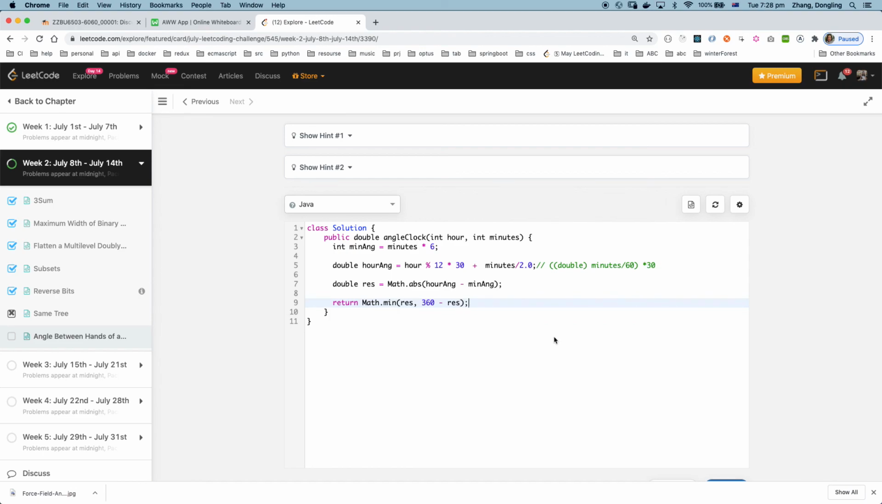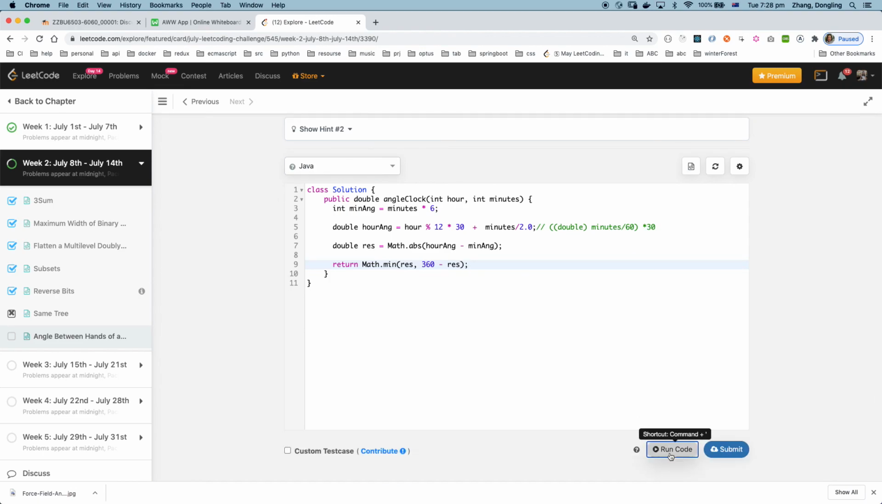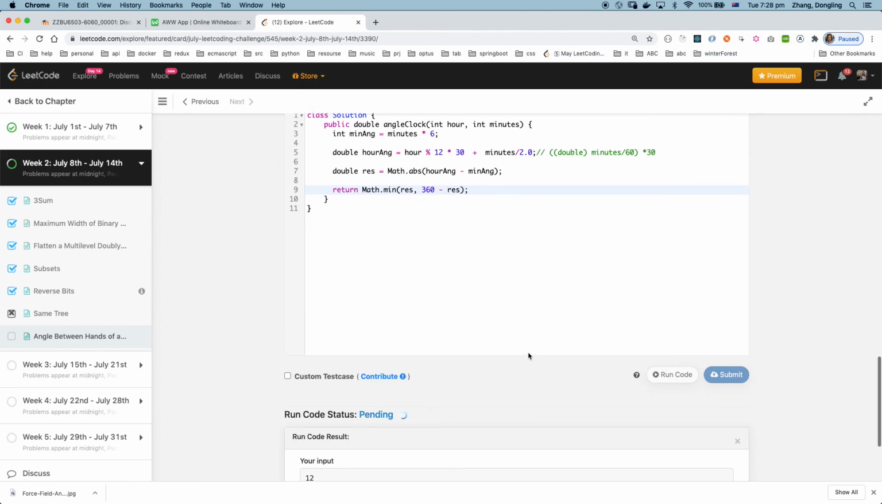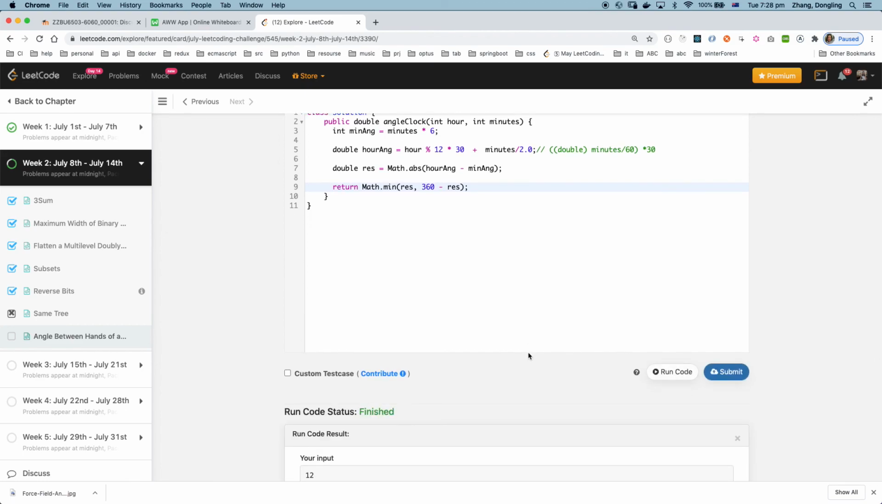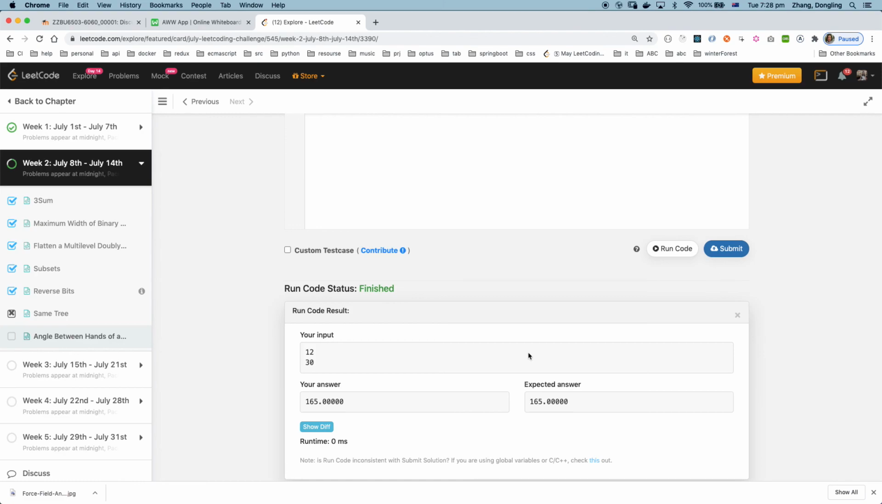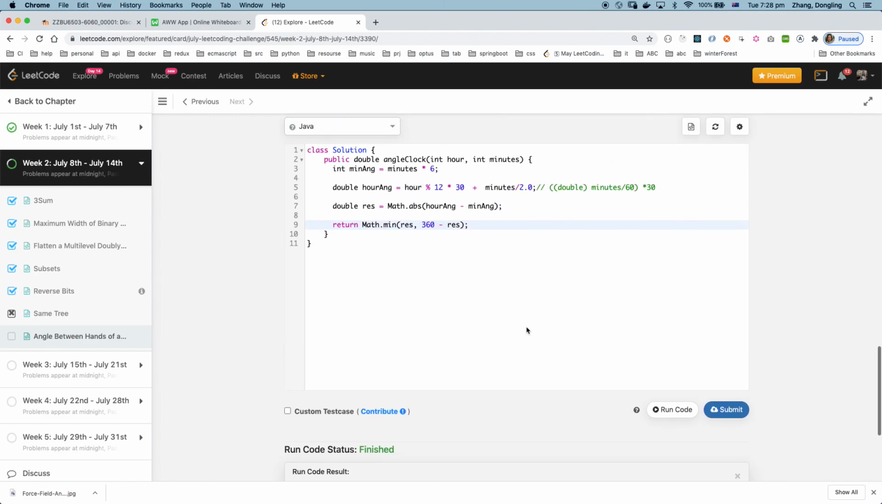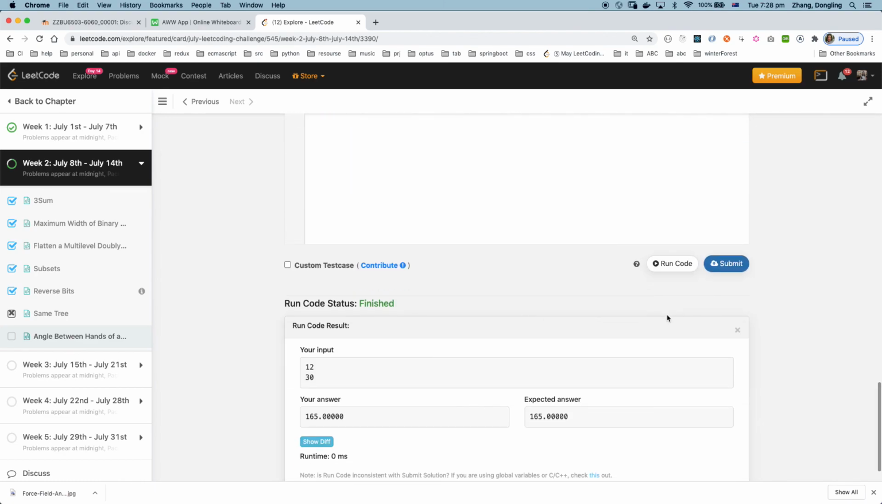Now, quite a very simple question. Let's run the code and see if I have any syntax issues. Yeah, it finished. And now we're going to submit it.